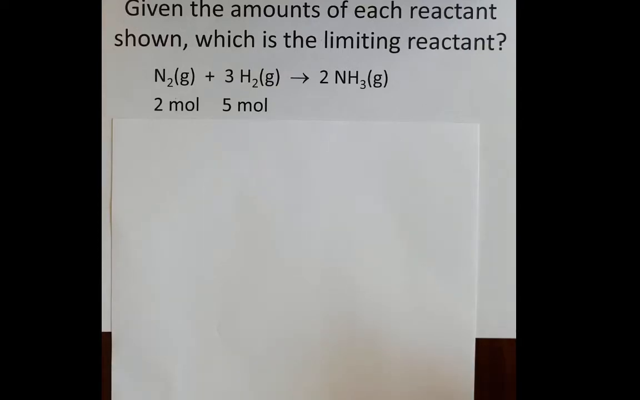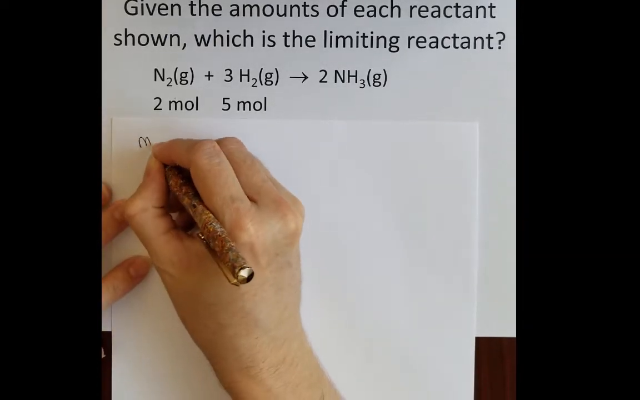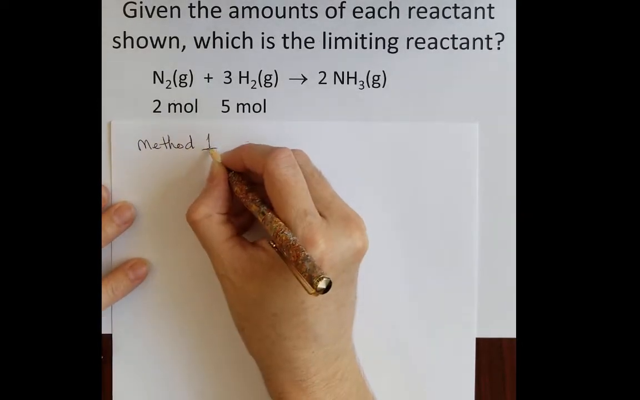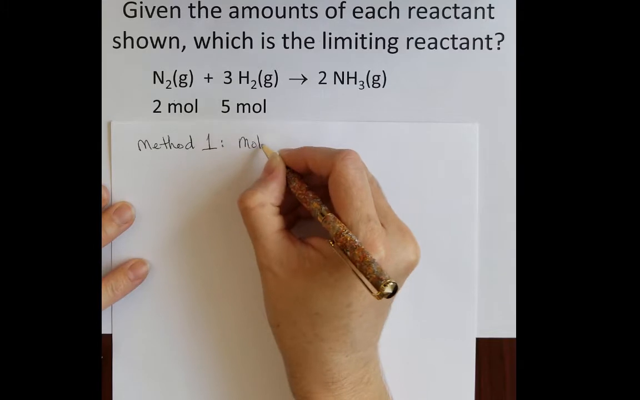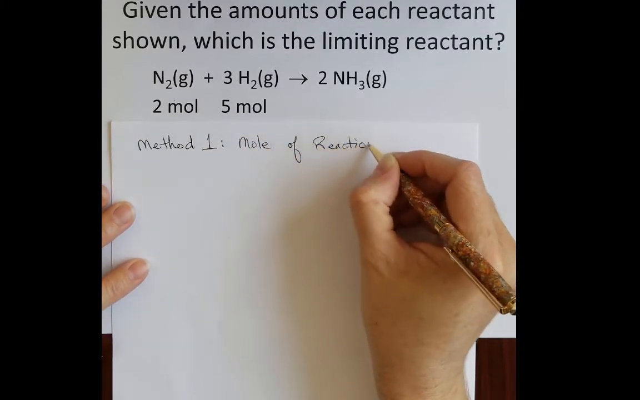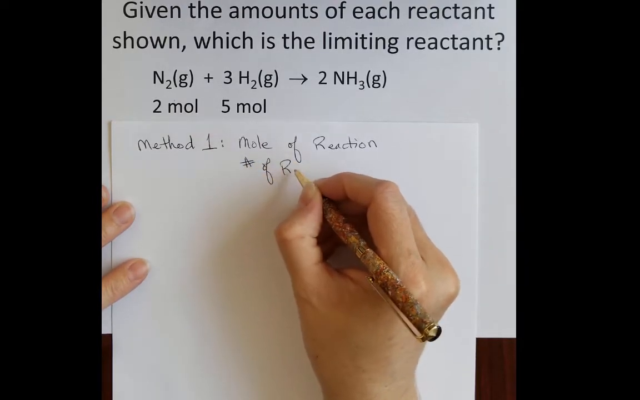So we're taking a look at limiting reactant. There are multiple ways to do this kind of problem. We are going to start off with the first method, which I like to call mole of reaction. You may also hear me refer to this as a number of recipes.